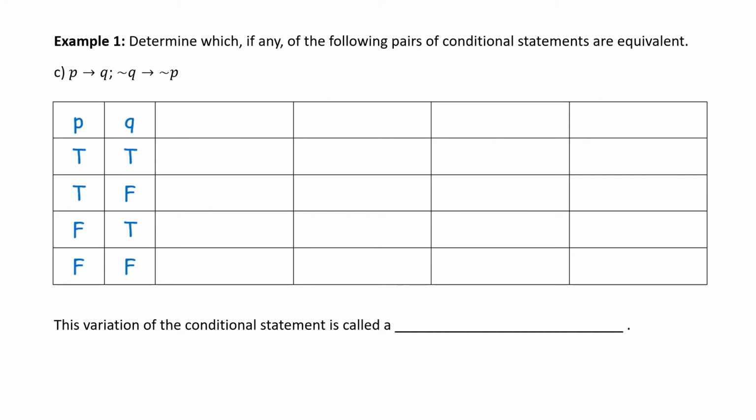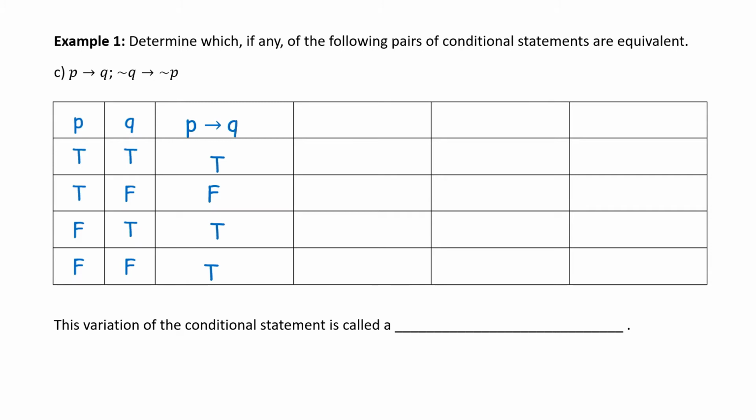Part C, P implies Q and not Q implies not P. We start with a standard truth table. We have two columns for the statements P and Q. Following P, we have the truth values true, true, false, false. Following Q, we have the truth values true, false, true, false. Let's look at the conditional P implies Q. That definition is true, false, true, true. The only time you get a false in a conditional is if you have truth implying something false.